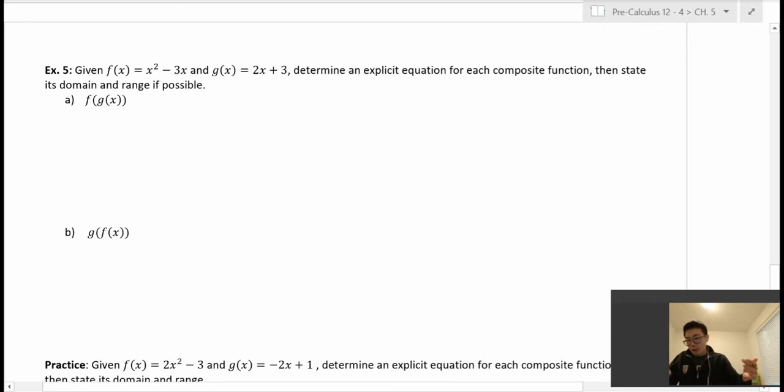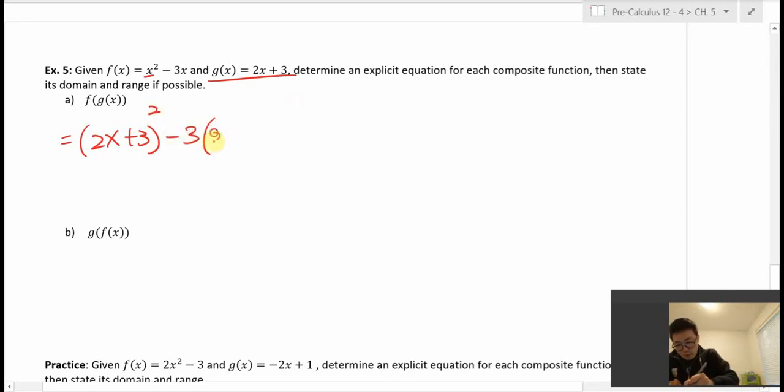Nothing new, really, but because there's no value here for x, we don't try to figure out what g of something is, because we can't. We just know that g of x is 2x plus 3. Again, what this means is we're going to put g of x inside of f of x. So I'm going to start with f of x, which is x squared minus 3x. But anytime I see x, I need to replace x with the g function, which is 2x plus 3. So it's going to be 2x plus 3 squared minus 3 times 2x plus 3.